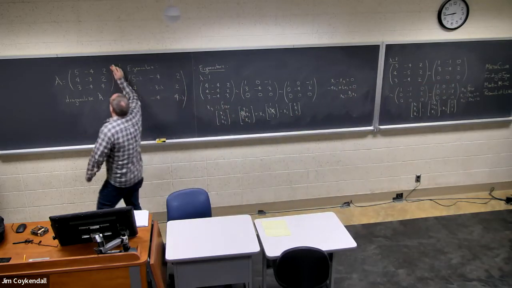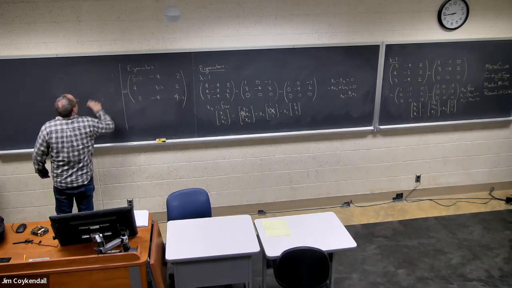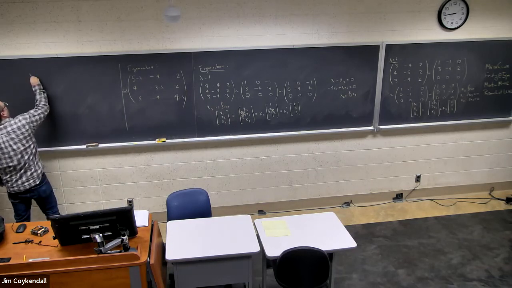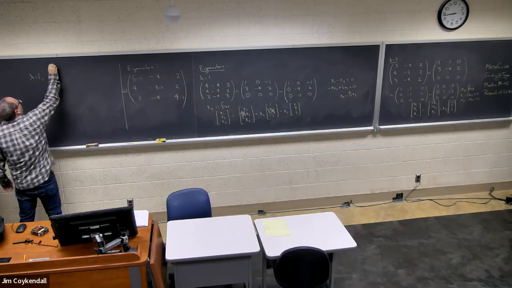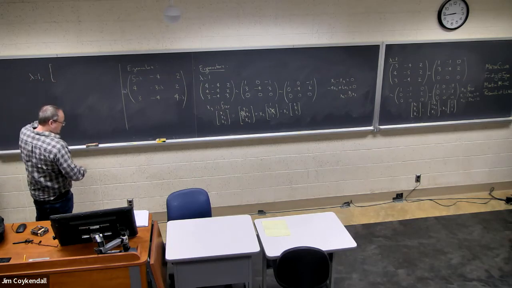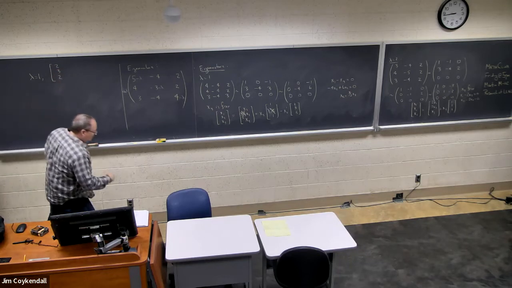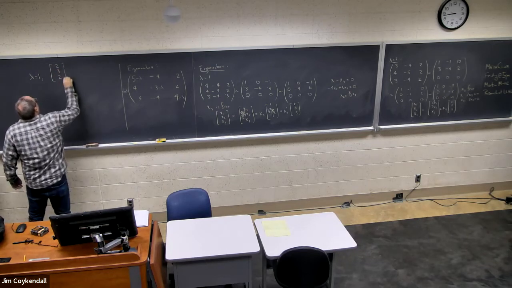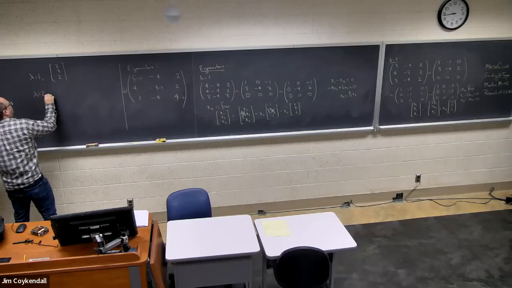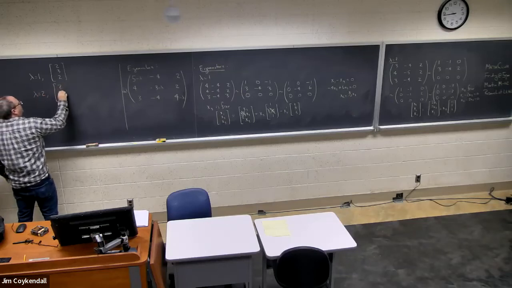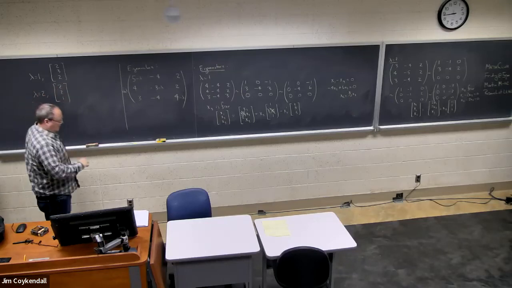So let me collect what I've got so far. Don't lose track of this. I got lambda equals 1, and I got the eigenvector 2, 3, 2. For lambda equals 2, I got the eigenvector 2, 2, 1, I believe.